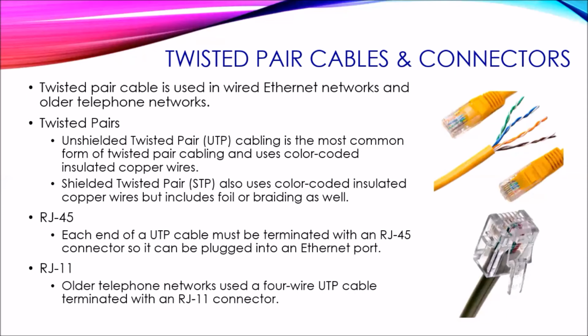There are two main types of connectors, RJ45, a large connector with 8 pins, and RJ11, a small connector with 4 pins. RJ45 connector is used in our networking for 8 wire twisted pair cable, while RJ11 is a smaller connector used as 4 wires UTP cables terminated with an RJ11 connector.